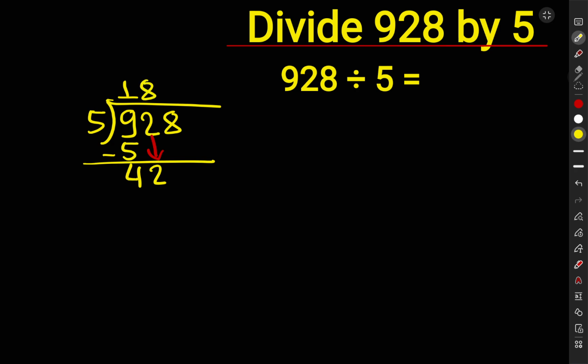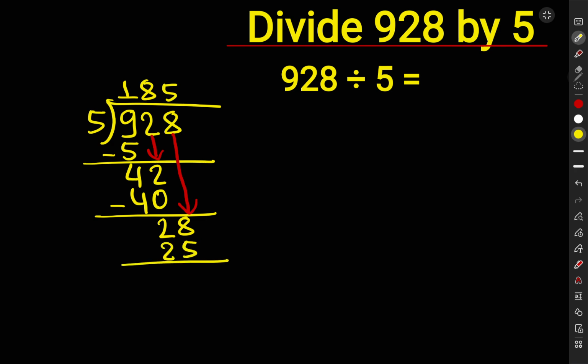5 times 8 is 40. On subtracting we get 2. So again we put down this 8 and it is 28. 5 times 5 is 25. On subtracting we get 3.